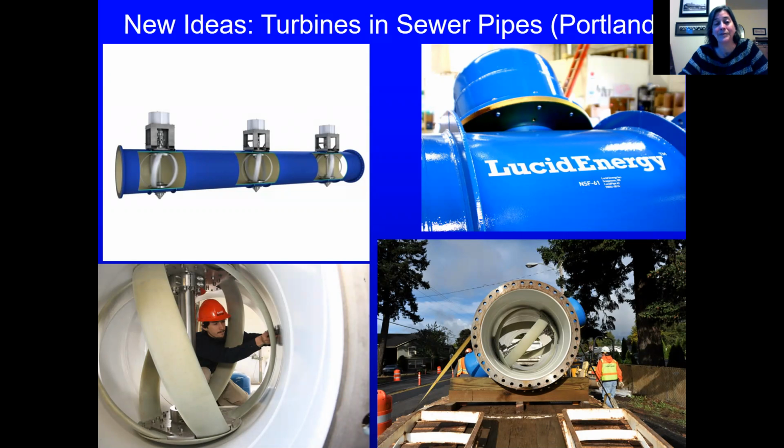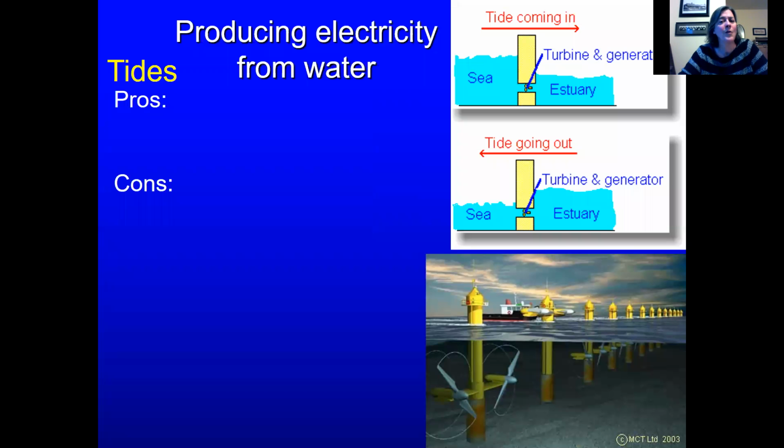All right, so more ways to produce electricity from water. What about using the tides? So the idea is that the tides come and go twice a day, every day, and why not harness that to make electricity? So you see a picture down here in this lower right where you would have them spaced far enough apart that ships could get through, and as the tides came in, you'd spin turbines, and as the tides went out, you would spin turbines.